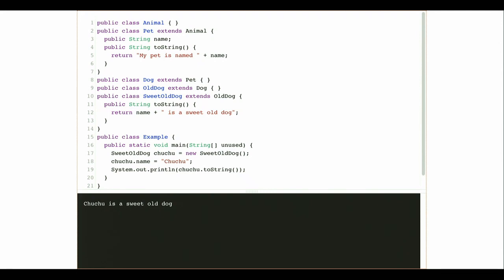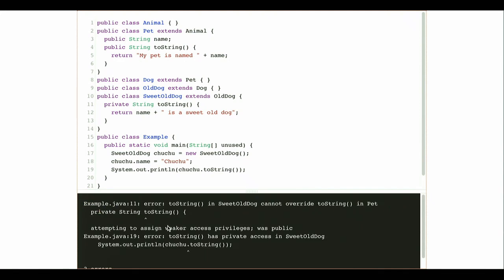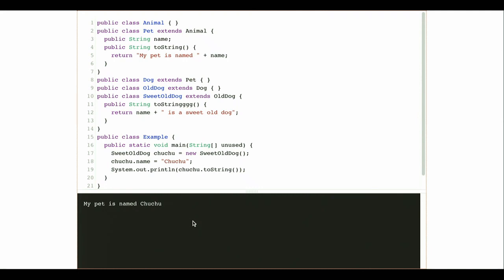Let's try doing this. What happens if I change this to private? Any guesses? What's going to happen now? Let's venture a guess. Yeah, in the back. Oh, sorry, okay. Let me change the name of this instead of calling it toString. Let's call it toString. There we go. Okay.